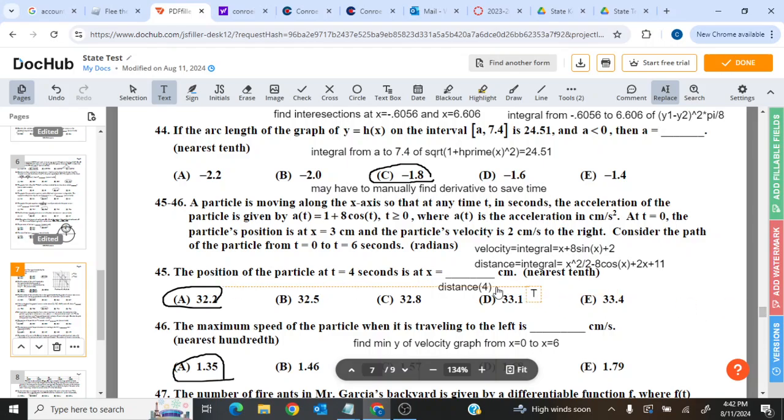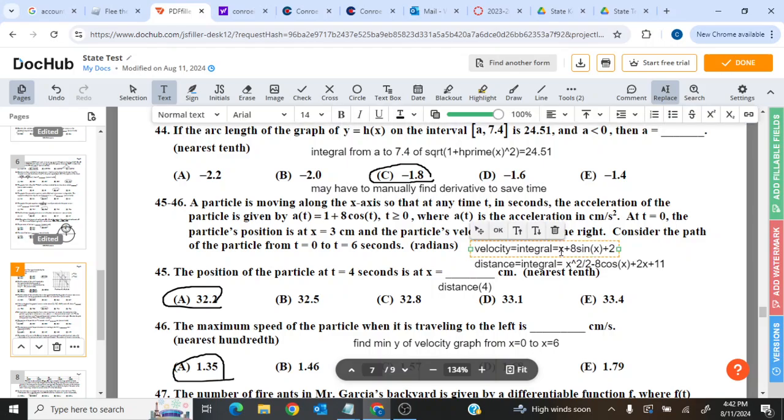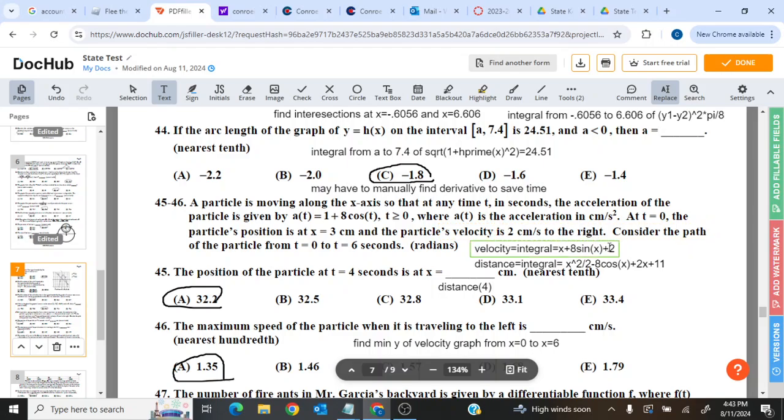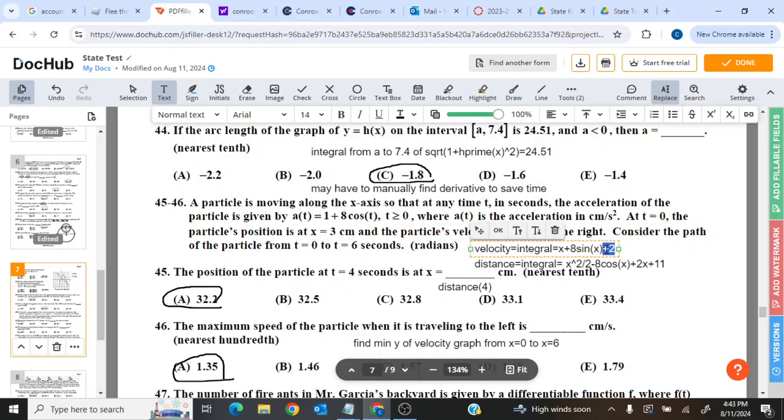Well, we need to figure out the formula for velocity and distance. So velocity is the integral of acceleration. So take the integral of 1 plus 8 cosine of t. So t plus 8 sine of t. And then at t equals 0, its velocity is 2 centimeters to the right, so add 2. And then the distance equation is going to be the integral of your velocity. So t squared over 2 minus 8 cosine of t plus 2t.